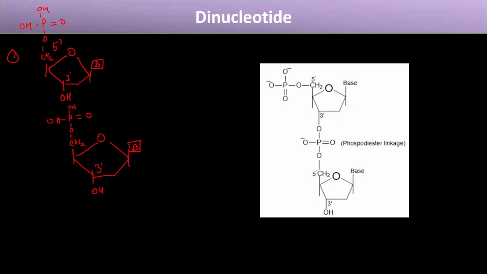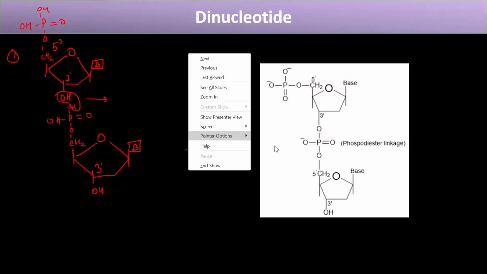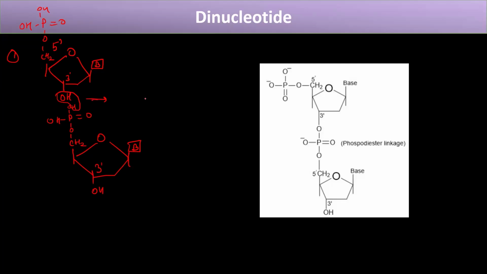Now, how is a dinucleotide formed? In order to form a dinucleotide, what happens? This OH and this O form a bond, and it causes release of water. This OH and O will form a bond, and this will cause release of water. And the resulting structure will look like this.